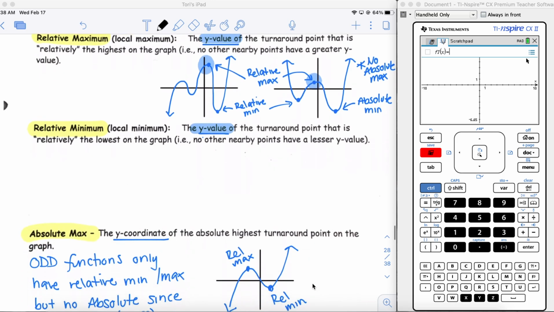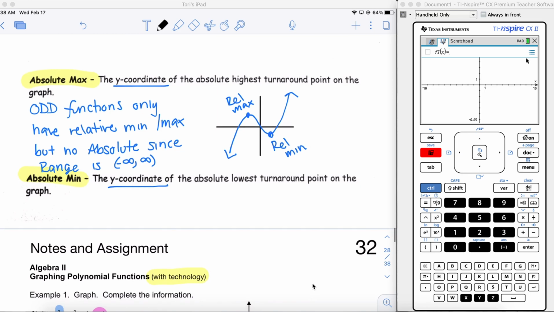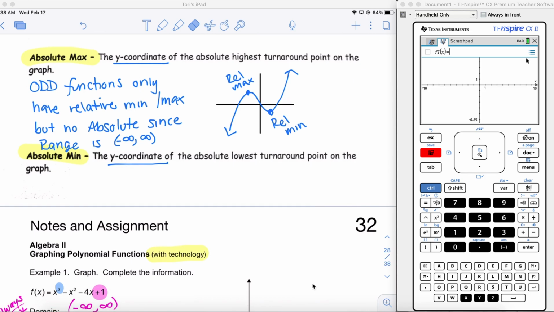Okay? Next thing I need you to know is not every graph has an absolute. Odd functions, so anything that is moving in opposite directions like this, or anything that is moving in opposite directions like this, they are going to have a range that goes forever, right? All the way down to negative infinity, all the way up to positive infinity. They would not have any absolute mins or maxes. Those would be infinity, and we don't list infinity as an absolute, okay? So they would have relative only. That is something important to know because you will see the question on every problem whether you need it or not, okay?